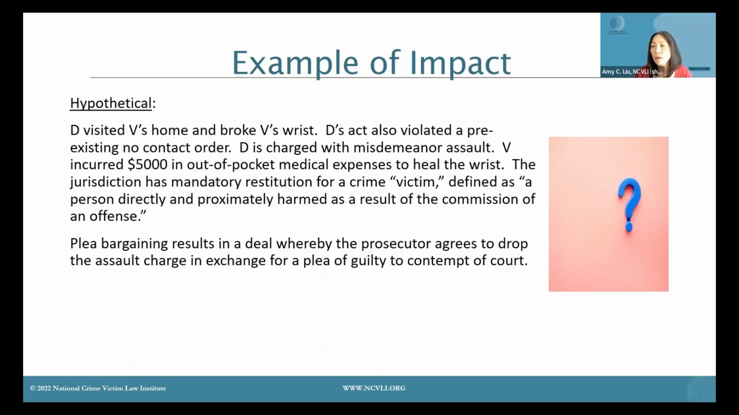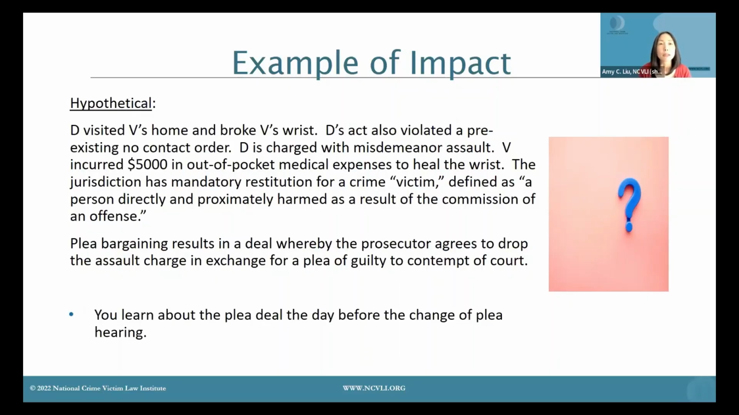Okay. So let's say that you learn about the plea deal the day before the change of plea hearing. And assume, for the purpose of this hypothetical, that this jurisdiction has rights identical to the Federal Crime Victims' Rights Act, so all the rights that we talked about earlier. Okay. What are some next steps you might want to take, given what you've learned about the potential rights that might be implicated?